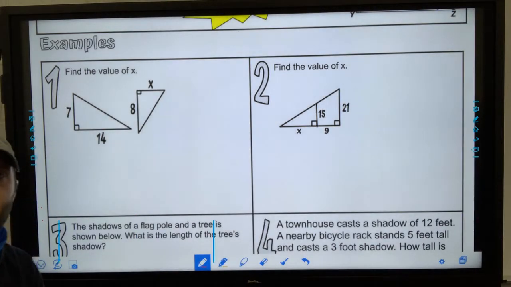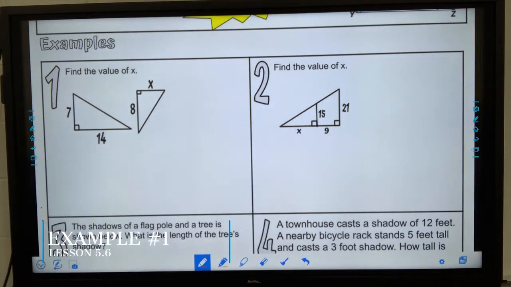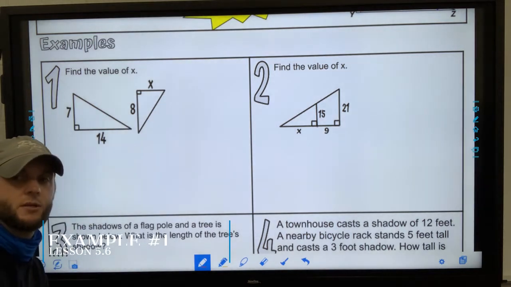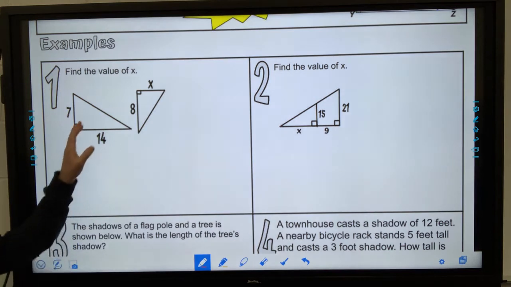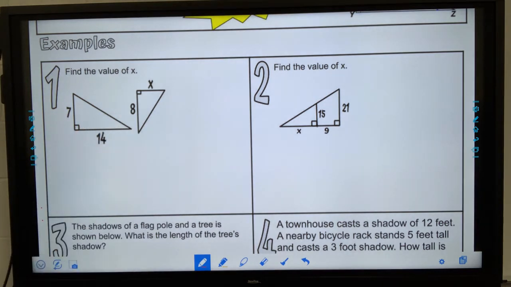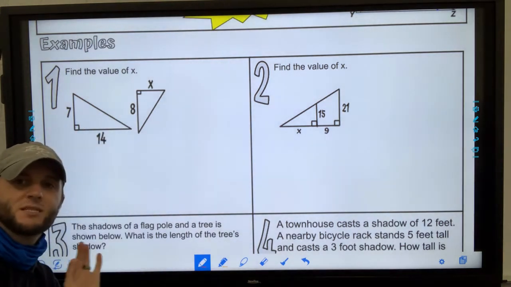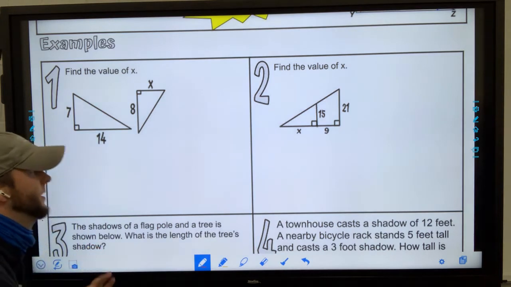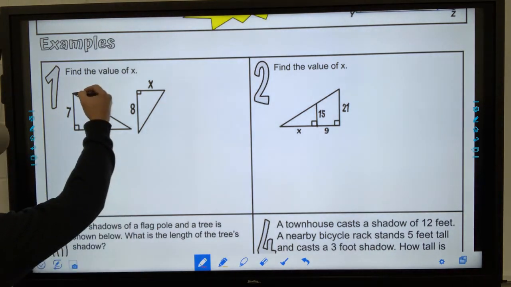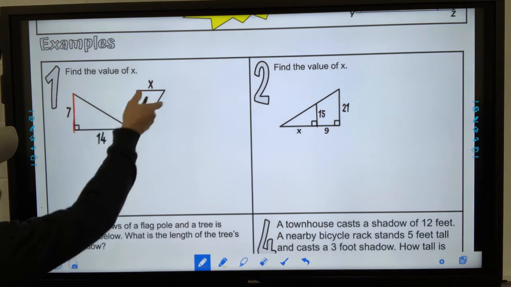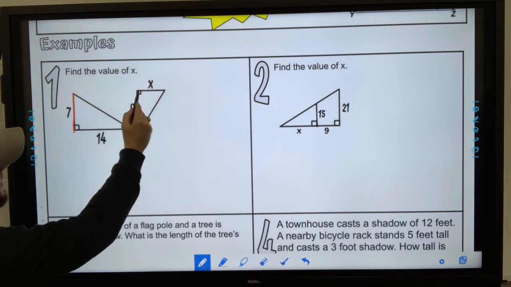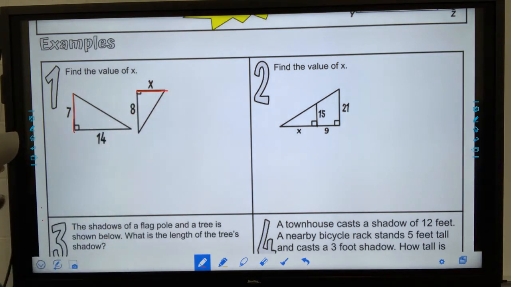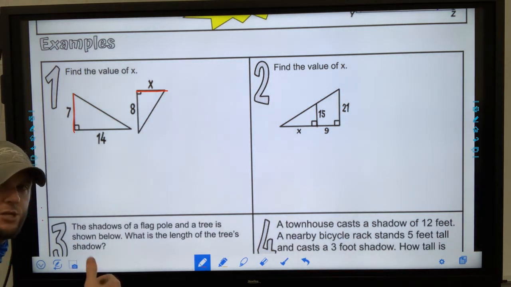On example number 1, it wants us to find the value of X. Let's look at the proportional sides. I know these two triangles are similar, so I need to figure out which sides correspond to each other. If I turn this triangle over, this side right here would correspond to this one, so I can write a ratio with those two.